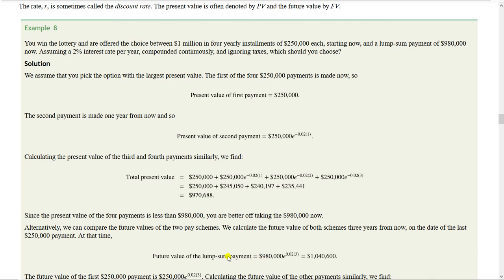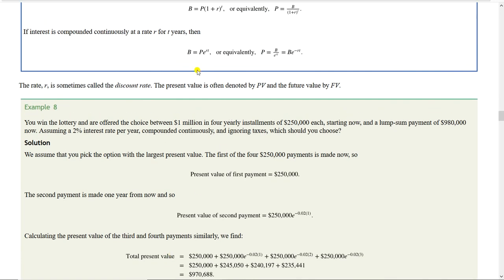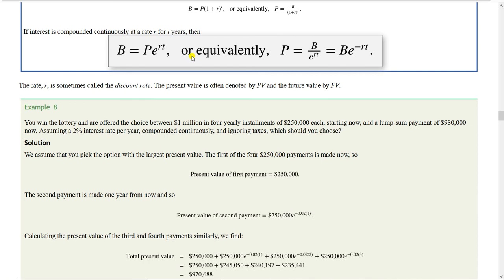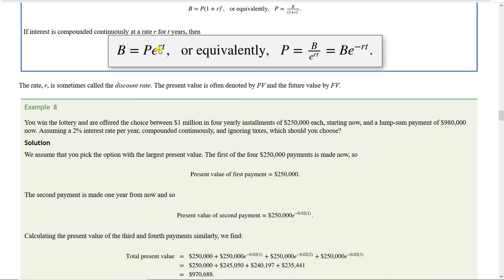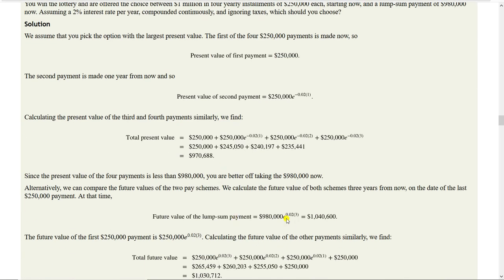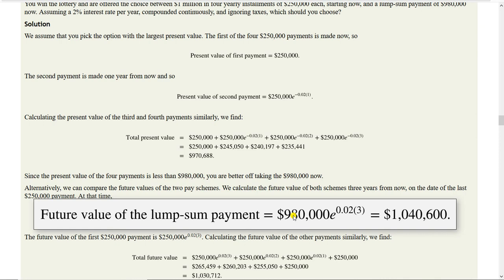So I want to find a future value of B using this formula, because this one is compounded continuously. So B equals P e^(rt). So P here is the present value, or 980k, and in e^(rt), r is 0.02, t is 3 years. Year 0 is now, year 1 is next year. That's why it's 4 payments, but it's really time t equals 3 for the last payment.